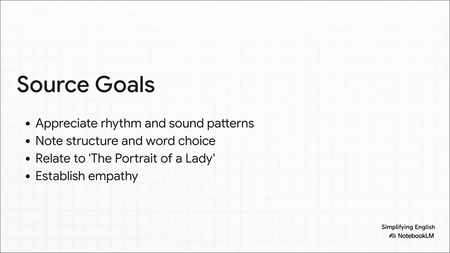The notes outline some very clear source goals for the reader. First, to heighten sensitivity to literary writing by appreciating rhythm and sound patterns. Second, drawing attention to structure and word choice, which we definitely saw with cardboard and transient. Third, recognizing its thematic relation to another piece called The Portrait of a Lady, as both likely deal with memory, time, and female figures. But the absolute most important goal listed here is to establish empathy. By walking us through the mother's childhood, her nostalgia, and ultimately the poet's quiet grief, the poem forces us to step into the shoes of someone experiencing profound, universal loss.